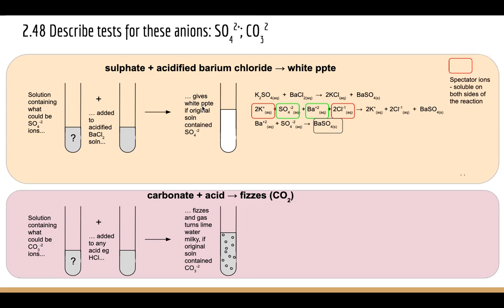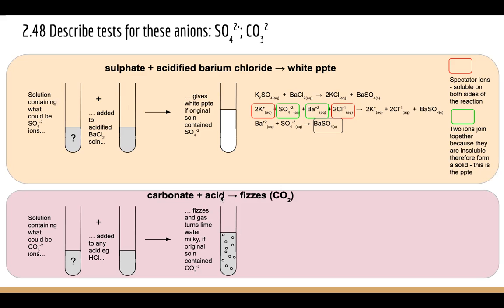So my spectator ions are the ones that aren't involved in the reaction, and the green ions are the ions which come together to form my precipitate, which happens to be white in this case. So if we add acidified barium chloride and we get a white precipitate, we know that the original solution contained sulphate. If it didn't give a white precipitate, we've got to try something else.